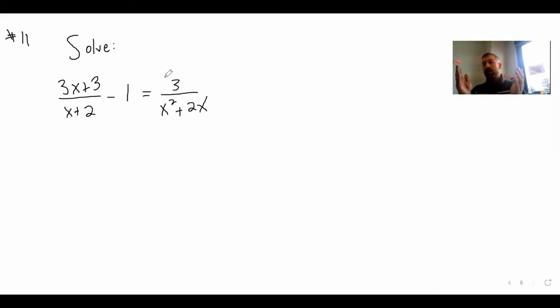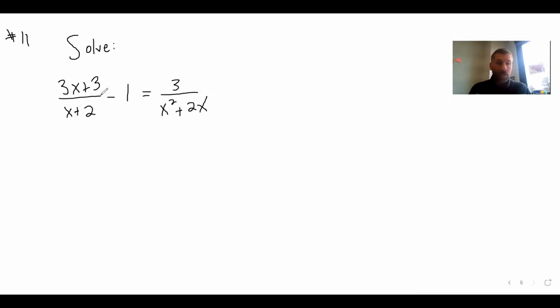Number 11, this was the longest problem on the test. This one is solving. So if you don't get x equals as your answer, did you solve? No, you need to factor and then solve. So we're going to put some things together first. Remember, we could cross multiply if there were just one fraction on each side, but this negative 1 is kind of sticking in the way. So we can't use cross multiplication to solve this one.